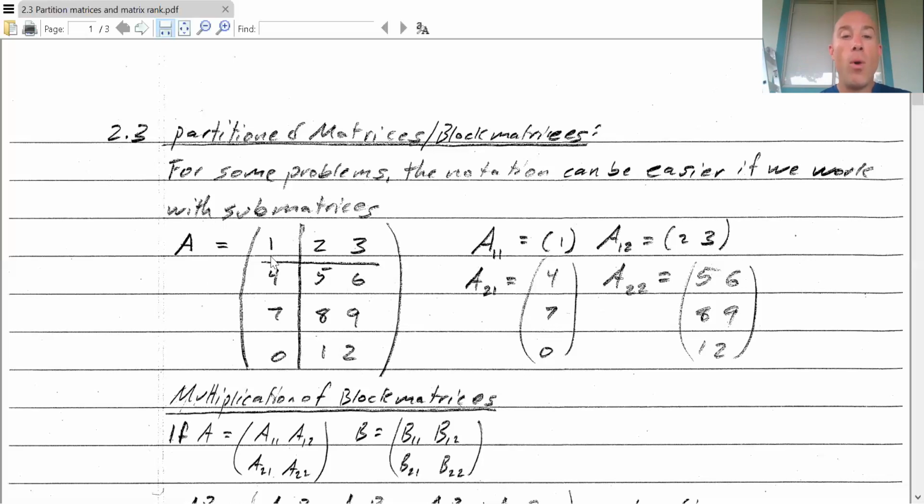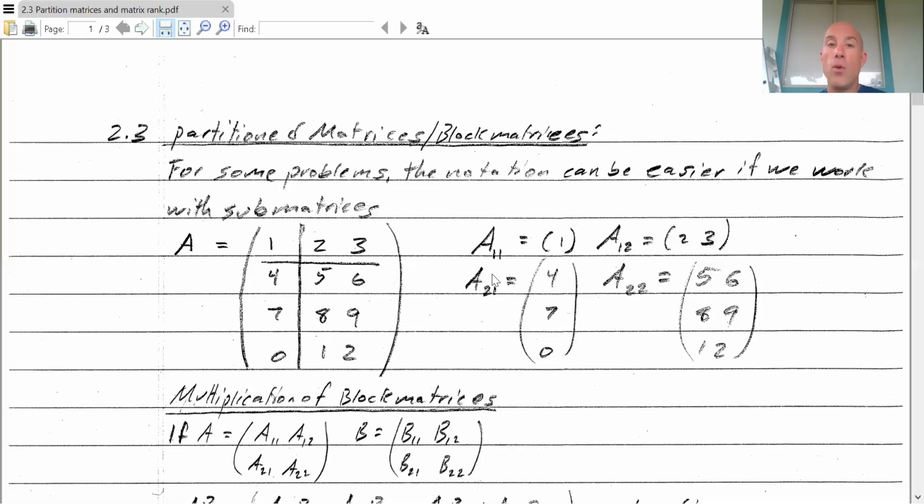We have a 1 by 1, a 1 by 2, a 3 by 1, and a 3 by 2. So we could think of this 1 as a submatrix, which I'll call A11, and this 2, 3 is a submatrix A12. This vertical vector we'll say is A21, and then A22 is the biggest one of the four. And so we can visualize this matrix as being four submatrices in this format.